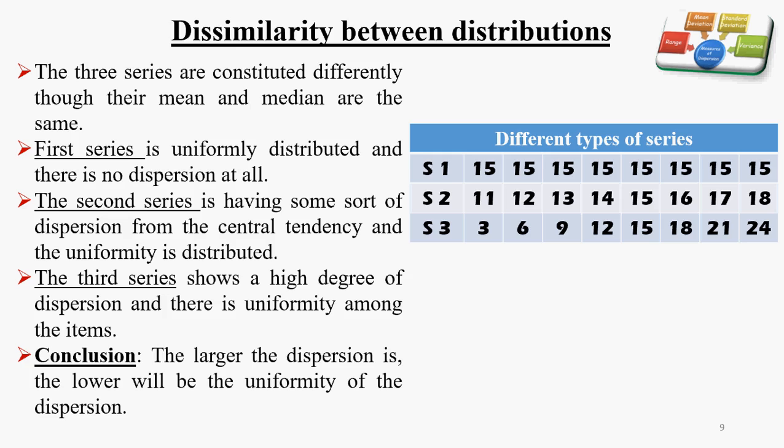So this is the point we can understand with regards to dissimilarity between distributions. I hope this information with regards to the table values among different types of series is easy to understand and also to write the inference to conclude. For example, the larger the dispersion is, the lower will be the uniformity. So the lower the dispersion, the larger will be the uniformity, the opposite. This is what we need to understand. So I hope this information is clear.